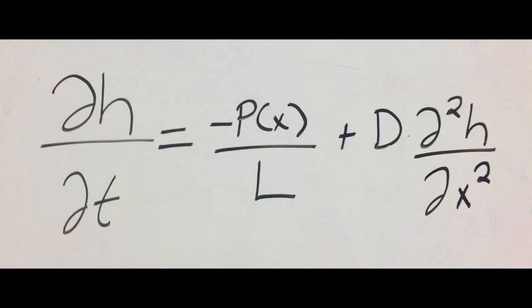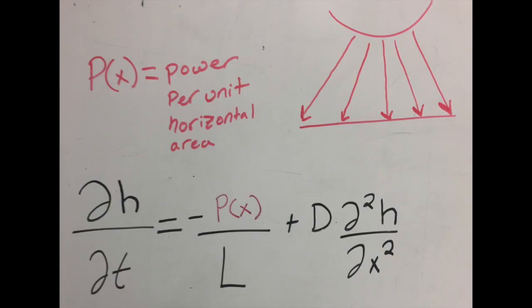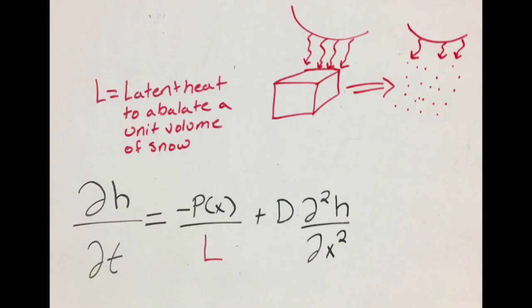Although it may not seem like it, this is a relatively simple mathematical model for the growth of penitentes in time. H is simply the height of the snow above some predetermined reference point, which makes dh dt the change in this height over time. P of x is the power per unit horizontal area, which is simply describing how much light is hitting a given point on the surface.